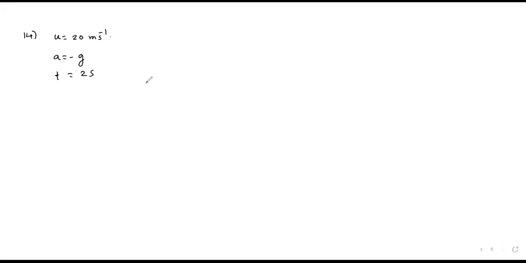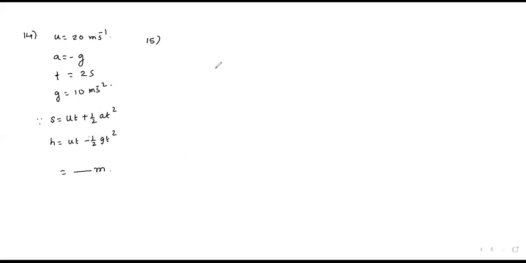T is equal to 2 seconds. Now, the value of g is given. How much? It is 10 meter per second squared. To find how high it will go, can we write S is equal to ut plus half at square? H is equal to ut minus half gt square. It will be something meters. That is the one. Check the 15th one.